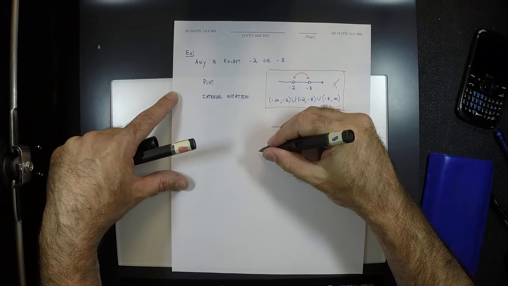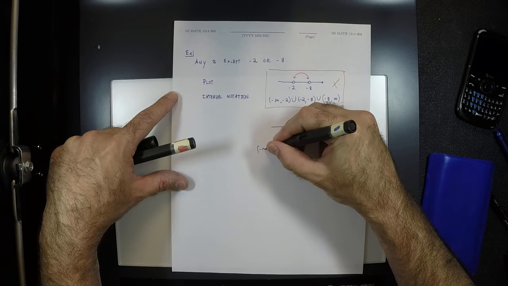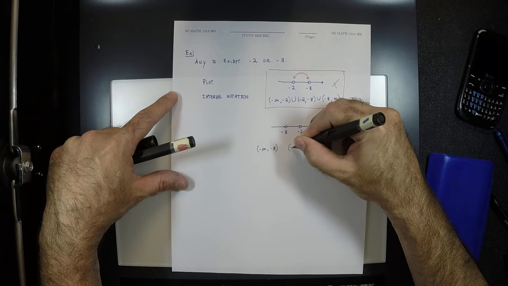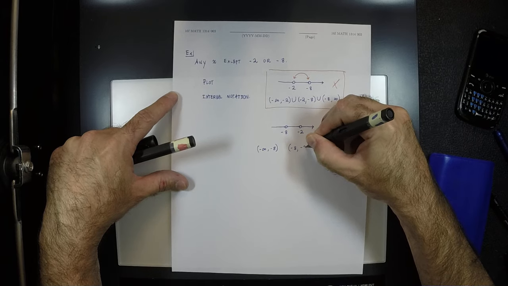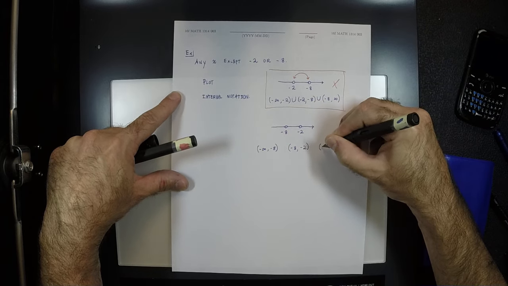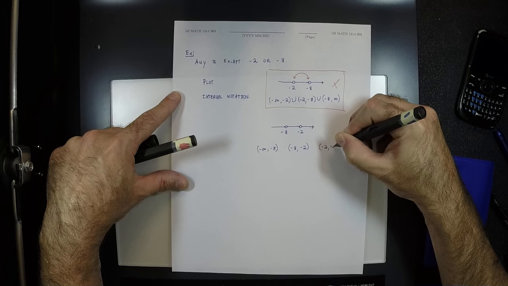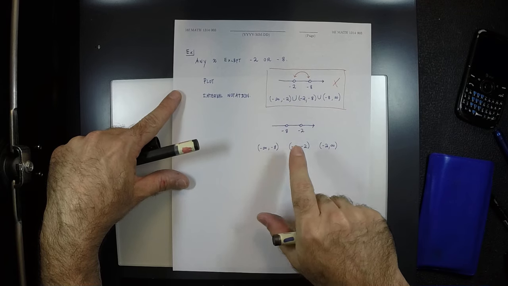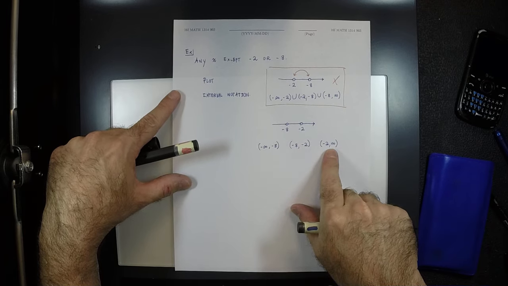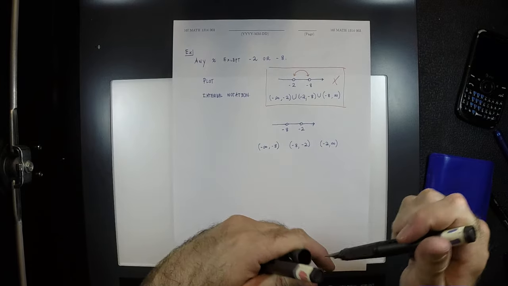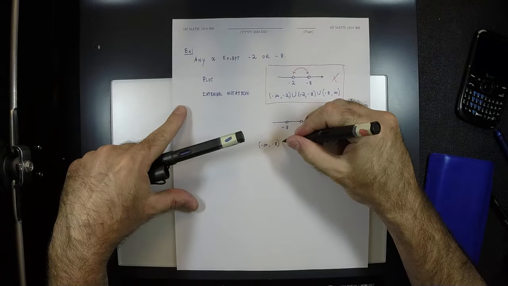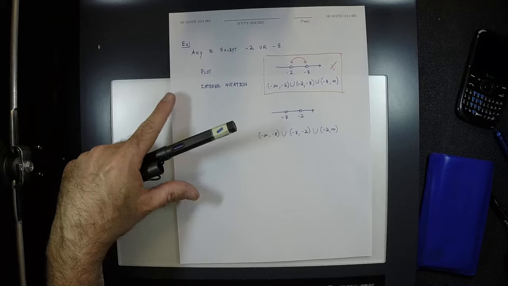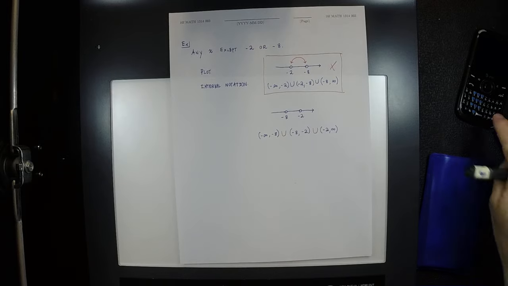So those intervals are, respectively, negative infinity to negative 8, negative 8 to negative 2, and negative 2 to infinity. So how do we denote that we're talking about all the things that are in this one, or in that one, or in that one? Union. Union means or. Does that answer it? Okay. Last question.